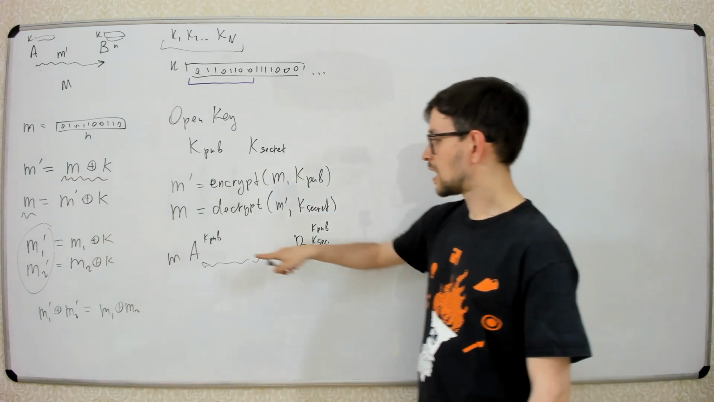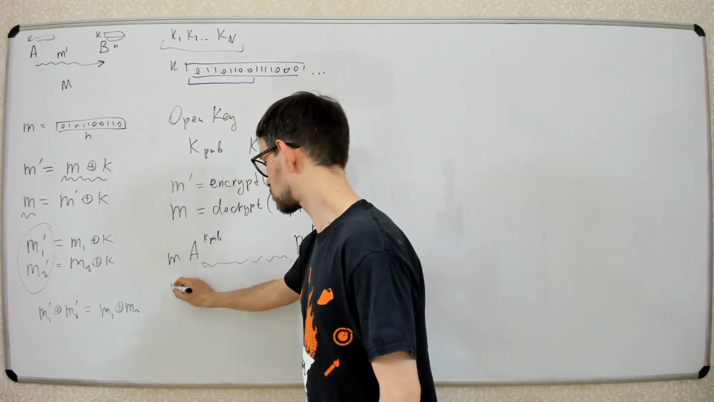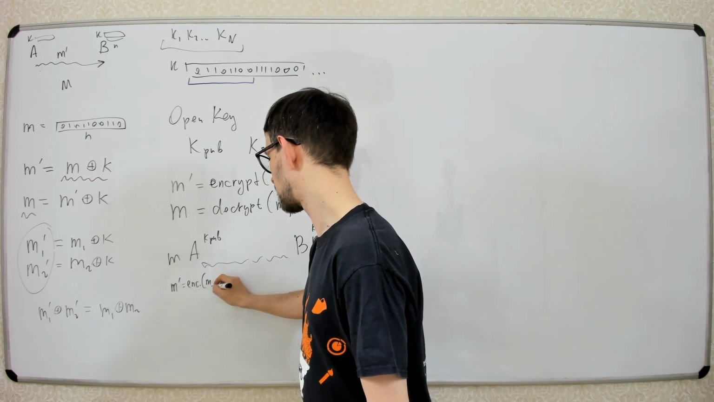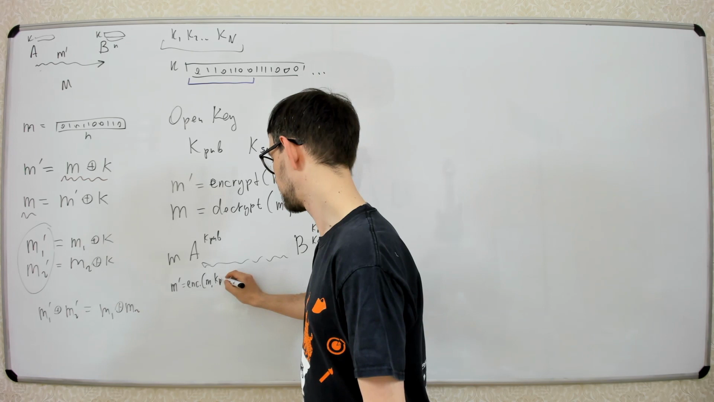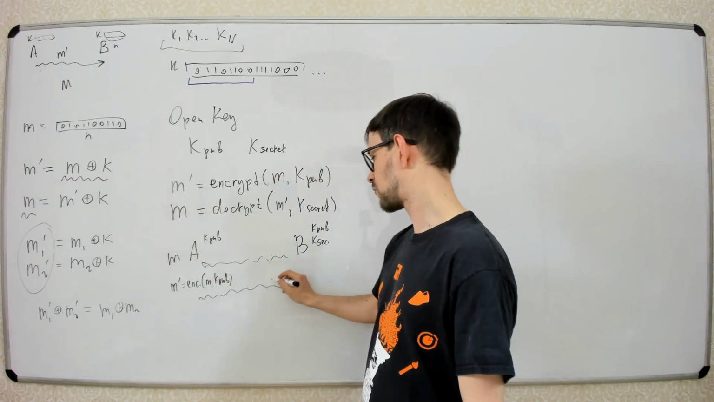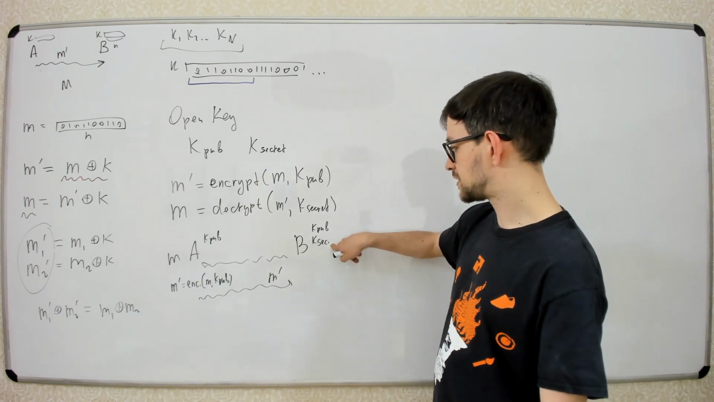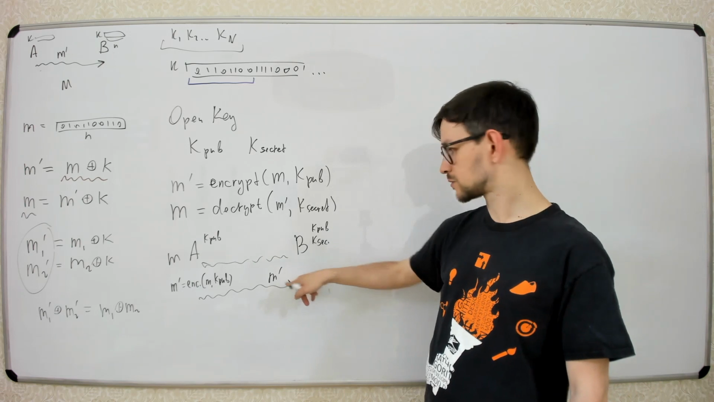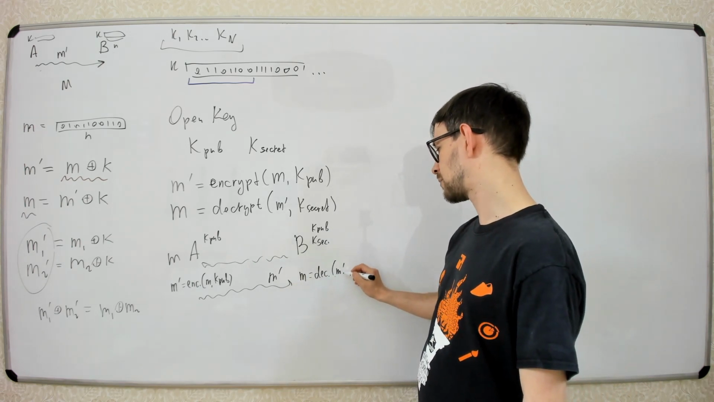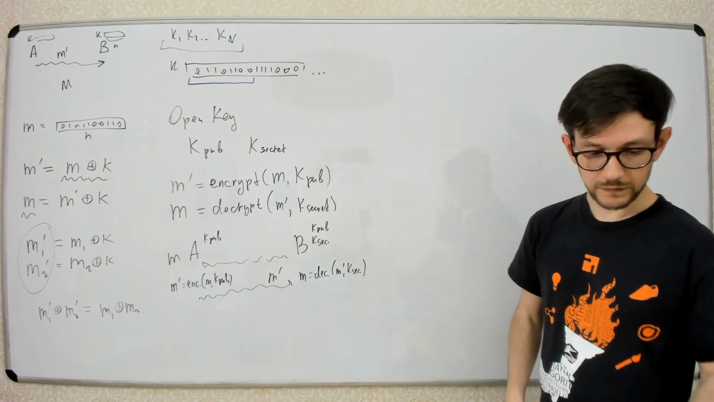Angela uses this public key to encrypt this message. So she calculates M prime as encrypt of M and public key. Now she sends this M prime here. Now Boris uses the secret key to decrypt this message back. So he calculates M as decrypt of M prime and secret key. That's basically how it works.